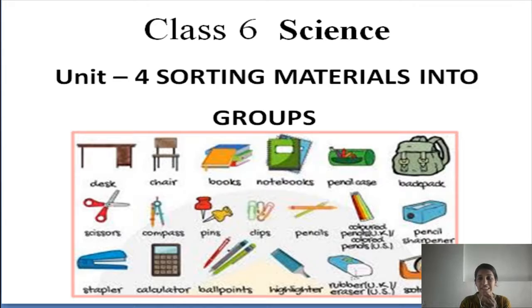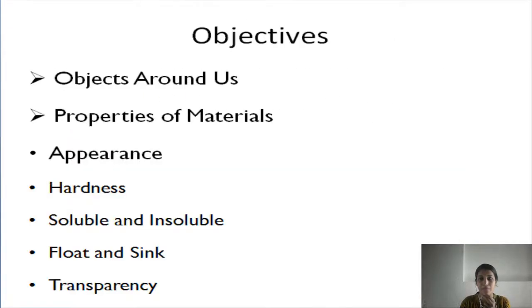Now today we would start with unit 4, sorting materials into groups. By the end of the lesson you will be able to understand these topics: the different types of objects around us, different properties of materials like appearance, hardness, soluble and insoluble, some materials float and some materials sink, and transparency.